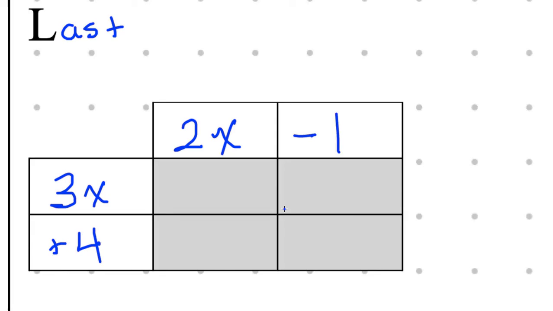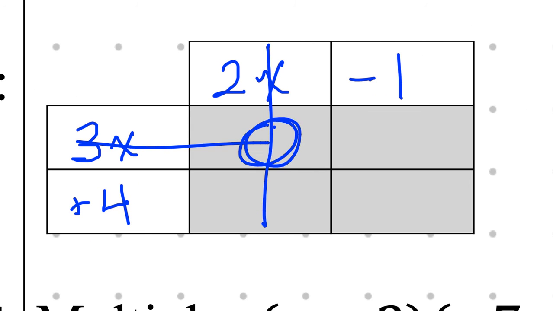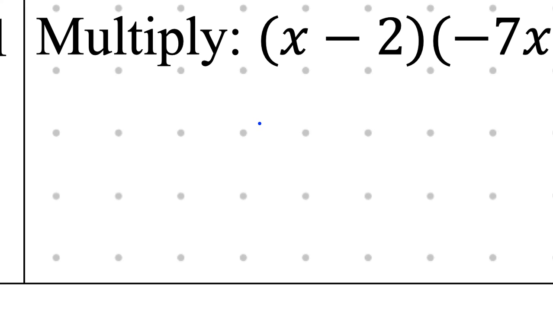So let's zoom in here now that we know what we're doing. What is 2x times 3x to get this value of the cell?